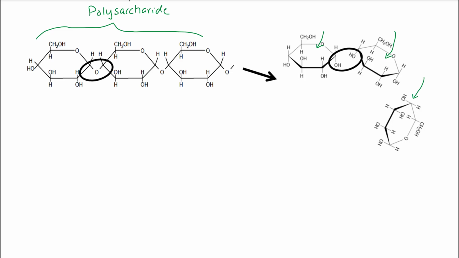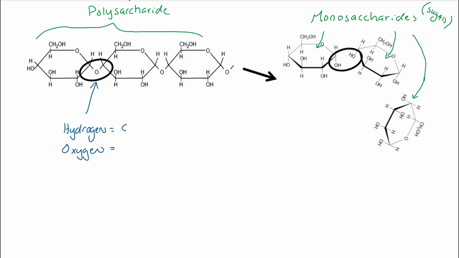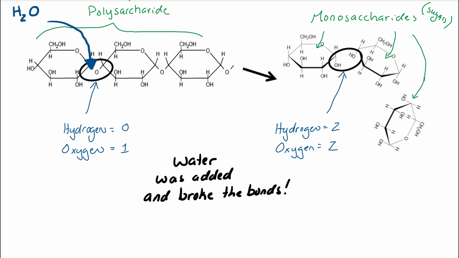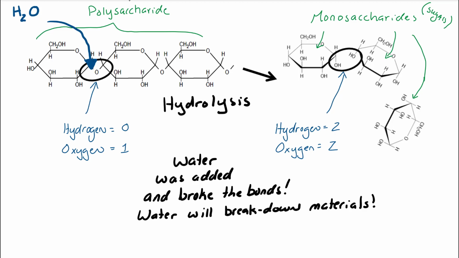This equation shows a polysaccharide being broken down into monosaccharides, sugars. In the circle, to start, you have no hydrogen, 1 oxygen. After it's broken down, you have 2 hydrogens and 2 oxygens. What was added? 2 hydrogens were added, and 1 oxygen was added. Water was added, and it broke the glycosidic bonds. Therefore, water will break things down. This is known as hydrolysis. Water splits.